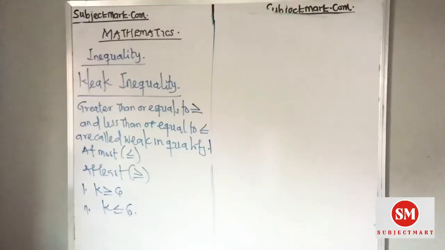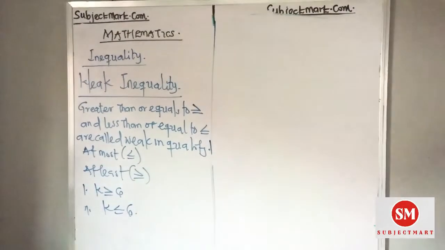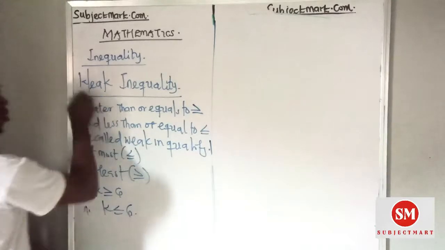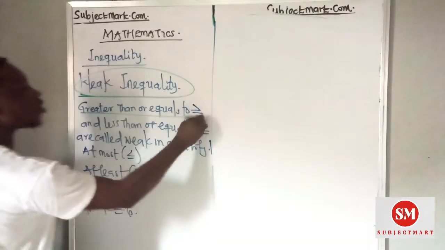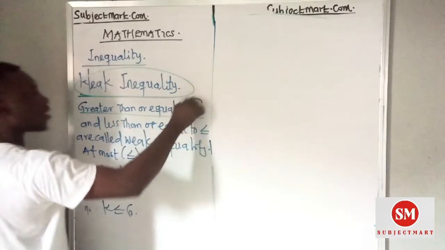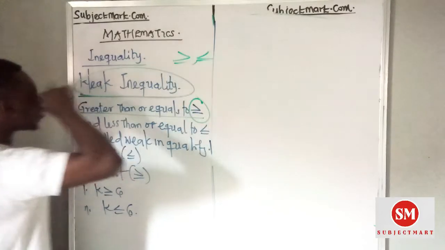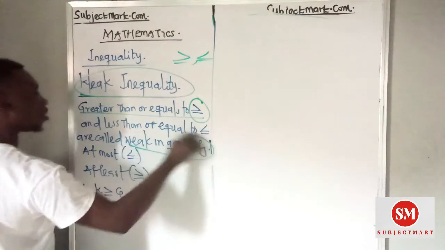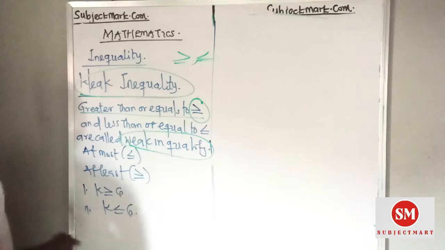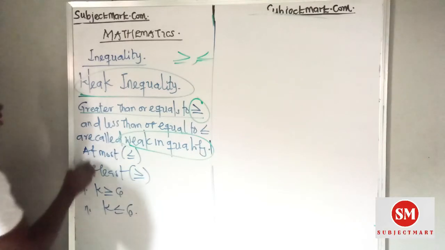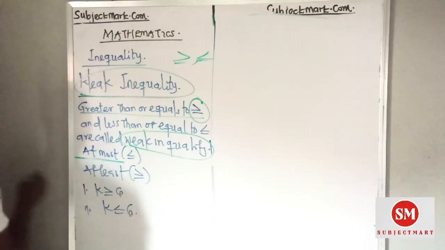So moving ahead, we have the weak inequalities. Greater than or equal to and less than or equal to are known as weak inequality. Are you with me? Your less than or equal to is also known as at most, and greater than or equal to is known as at least.